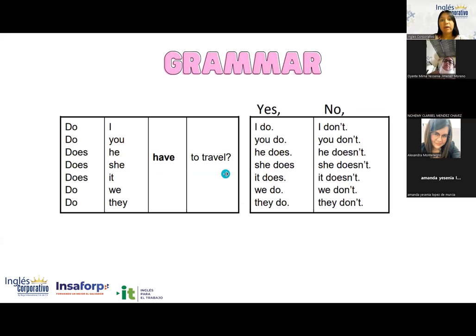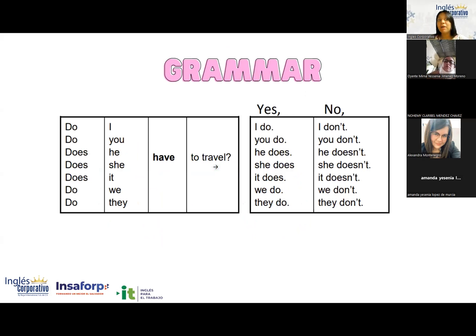So now we also have questions. También tenemos las preguntas. Look at this. Do I have to travel? Possible answers: yes, I do, or no, I don't. Do you have to travel? Yes, you do. No, you don't. Does he have to travel? Yes, he does. No, he doesn't. Does she have to travel? Yes, she does. No, she doesn't. Does it have to travel? Yes, it does. No, it doesn't. Do we have to travel? Yes, we do, or no, we don't. Do they have to travel? Yes, they do, or no, they don't.